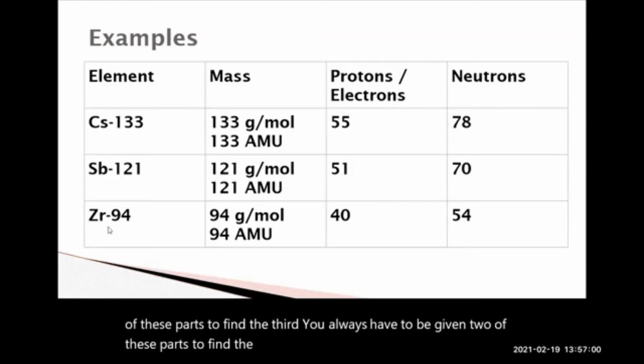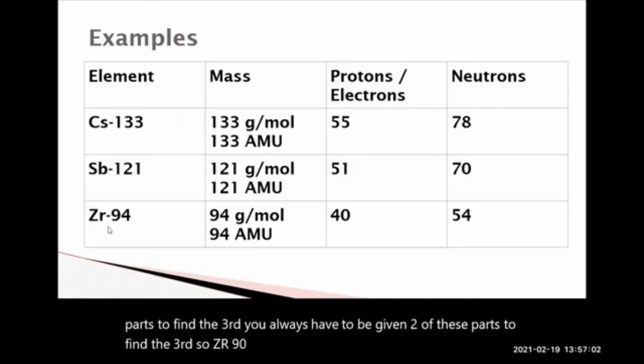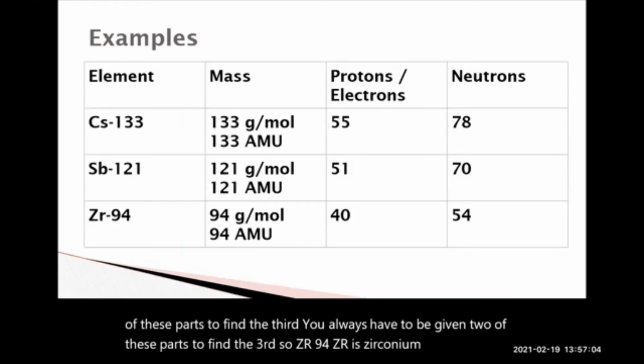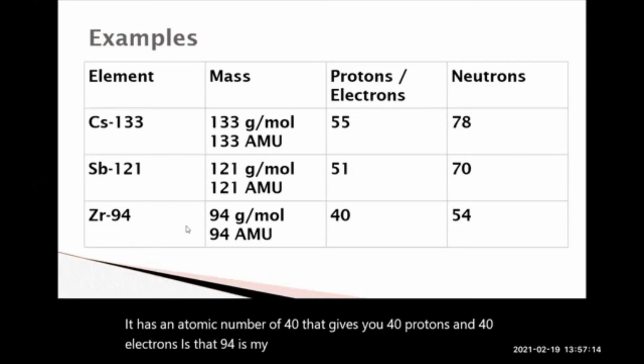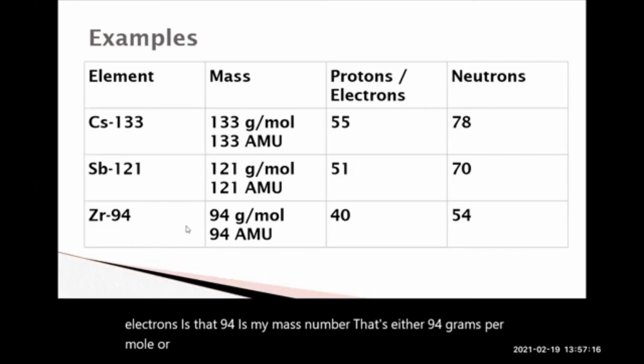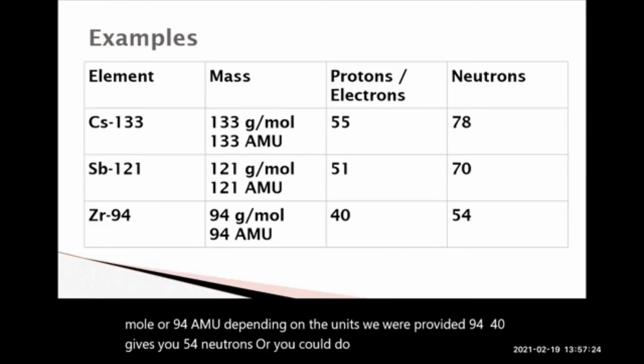Zr-94. Zr is zirconium. If you look up zirconium, it has an atomic number of 40. That gives you 40 protons and 40 electrons. That 94 is my mass number. That's either 94 grams per mole or 94 AMU, depending on the units you were provided. 94 minus 40 gives you 54 neutrons, or you could do it the other way. 54 plus 40 gives you a 94 mass.